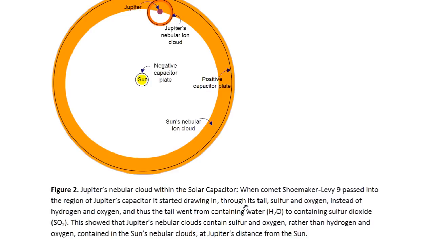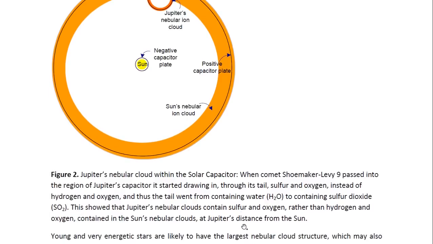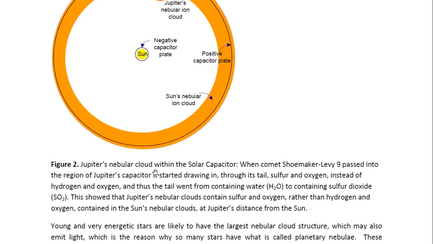James McCanney also deduced this from observing what happened with comet Shoemaker-Levy 9, which, when it passed into the region of Jupiter's capacitor, started drawing in through its tail sulfur and oxygen instead of hydrogen and oxygen, and thus the tail went from containing water to containing sulfur dioxide. And this showed that Jupiter's nebula clouds contain sulfur and oxygen rather than hydrogen and oxygen contained in the sun's nebula clouds at Jupiter's distance from the sun.